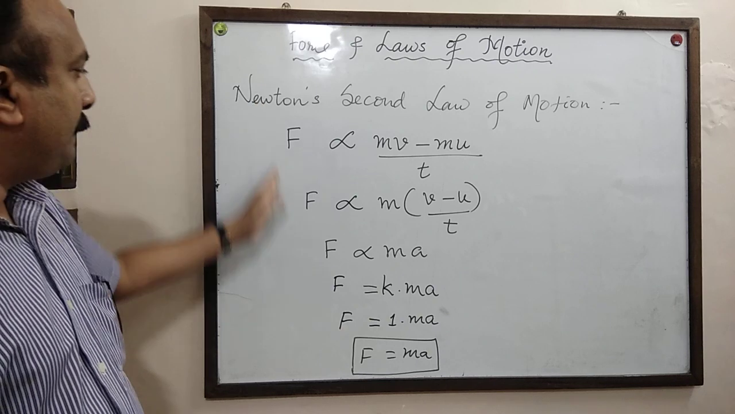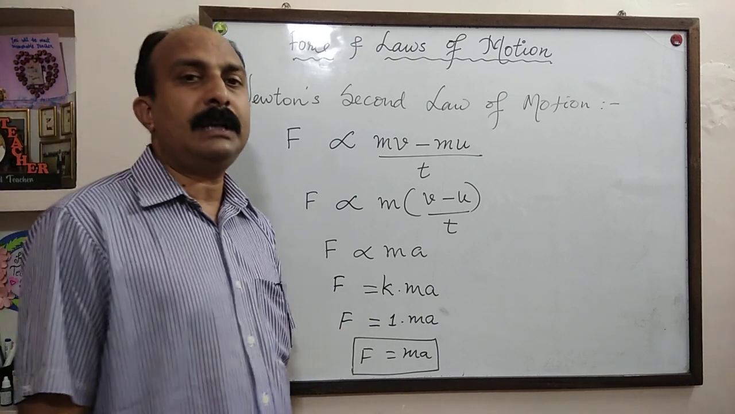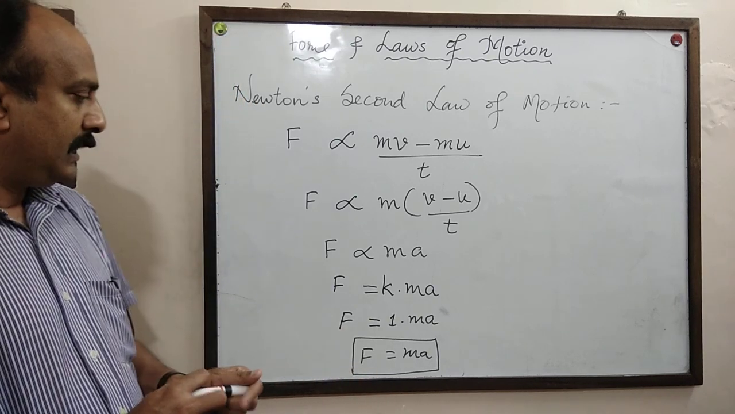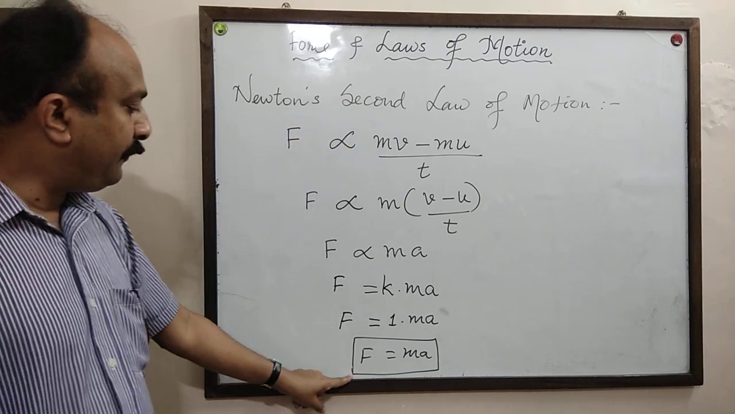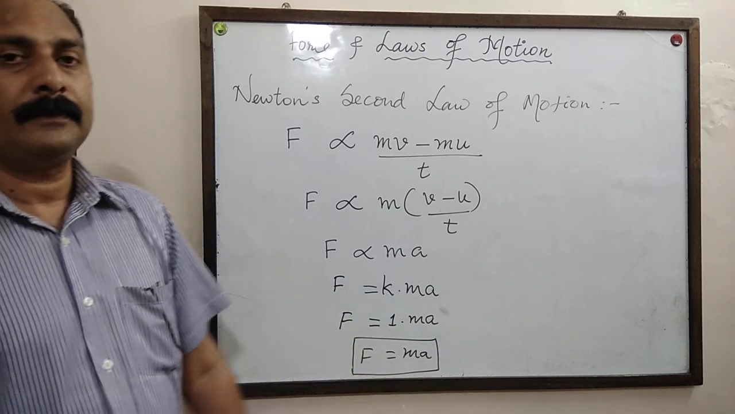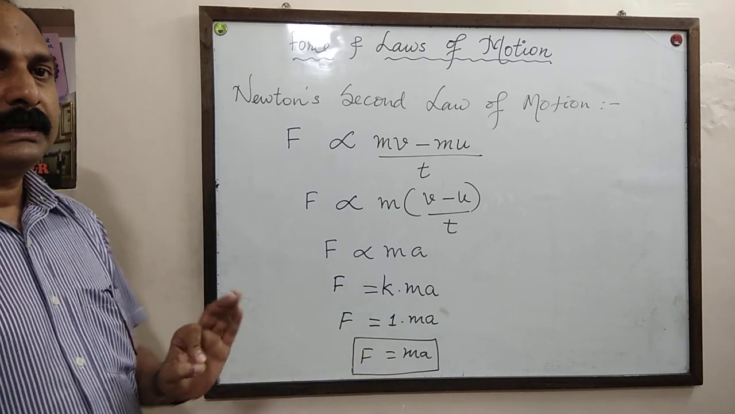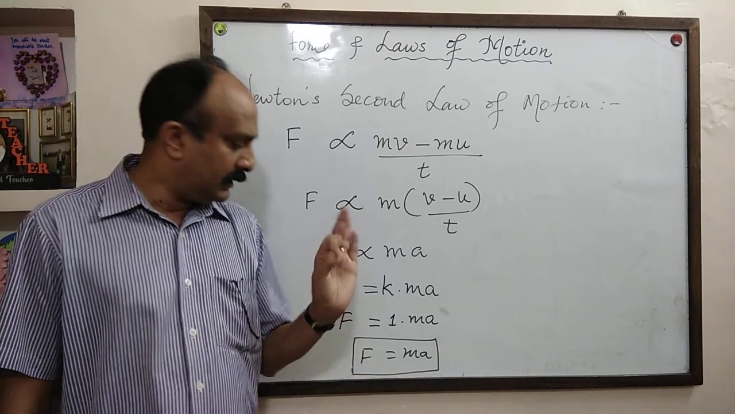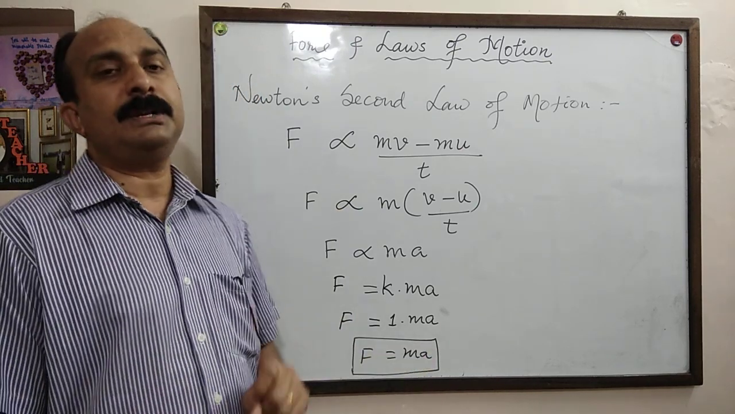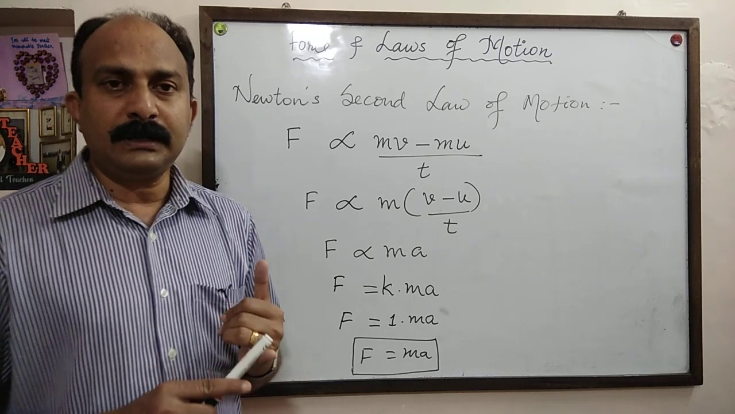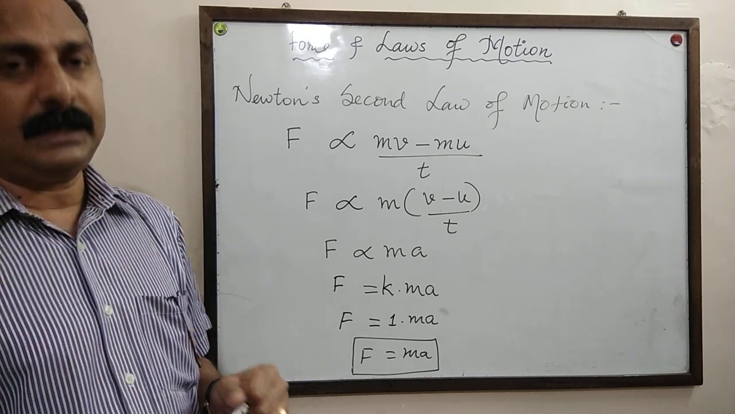So this is the mathematical derivation of Newton's second law of motion. And finally we can say Newton's second law of motion means F is equal to ma. Force applied on a body is the product of its mass and acceleration. Force is equal to mass into acceleration.